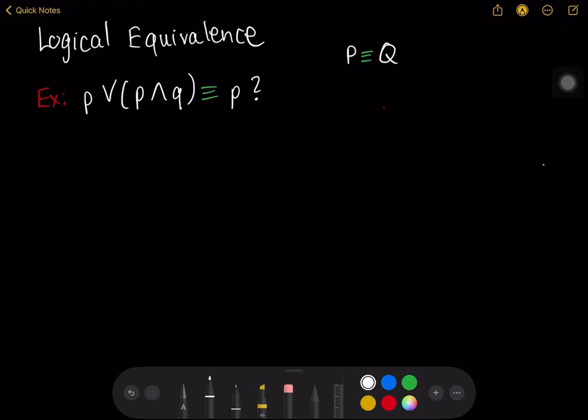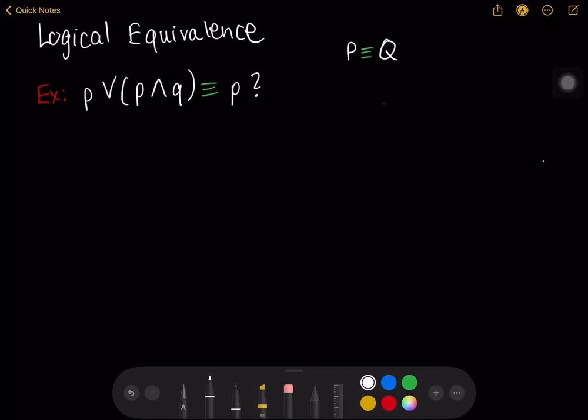So look at our example over here. We have P or (P and Q). Is it logically equivalent to P? To test it out, we first need to construct a truth table with the truth values of P and Q, right? Okay, I'm going to draw the truth table.